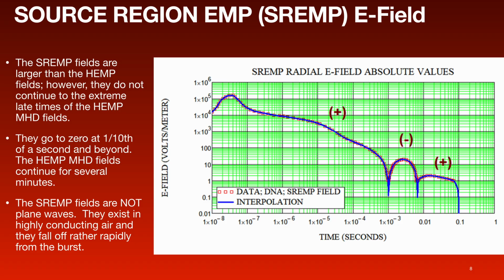The SREMP fields at the Earth's surface are within the region of highly conducting air, the source region. They are not plane waves. They are very complicated as discussed in slide 5. They also fall off with distance from the burst. However, the induced currents on a buried cable continue to propagate for large distances.